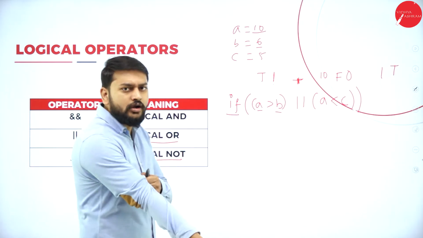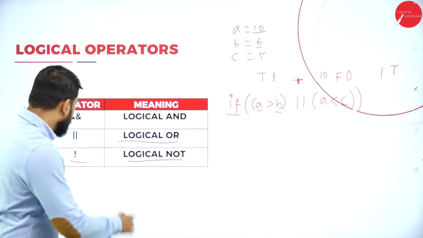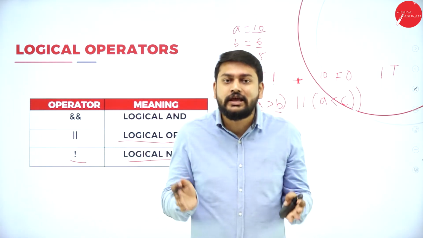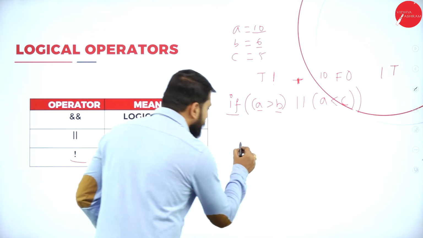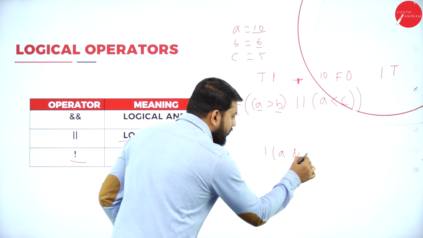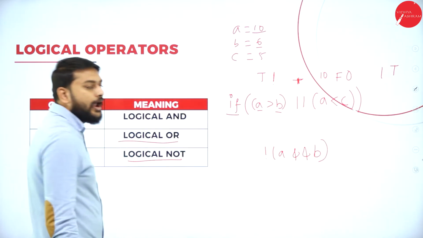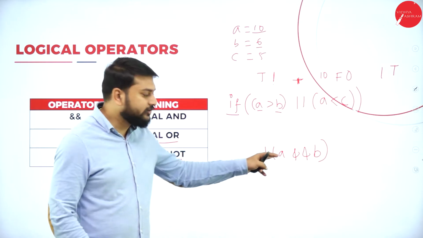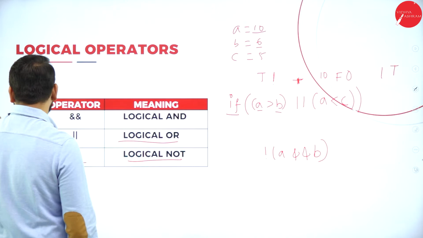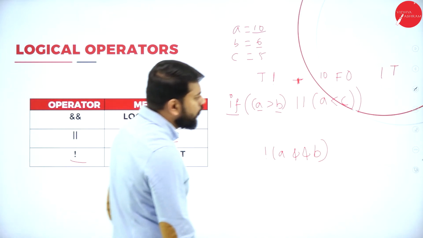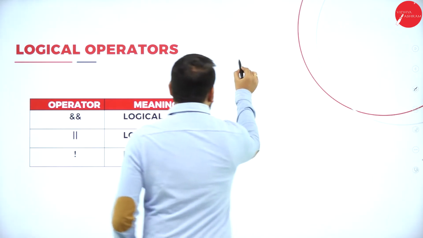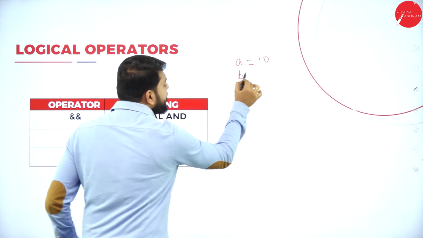Why do we use logical NOT? I have already explained that logical NOT will reverse the state. What is the meaning of it? Let me not take the earlier example, so that it will not confuse you. Erase everything. So I have A is equal to 10 and B is equal to 5.